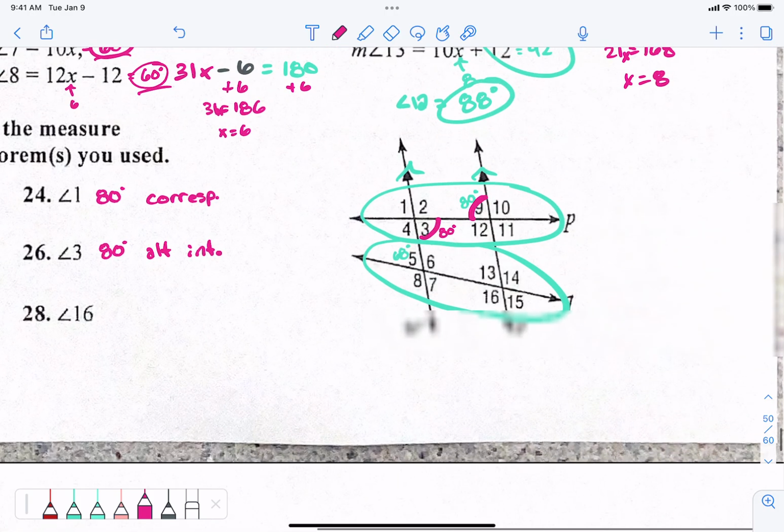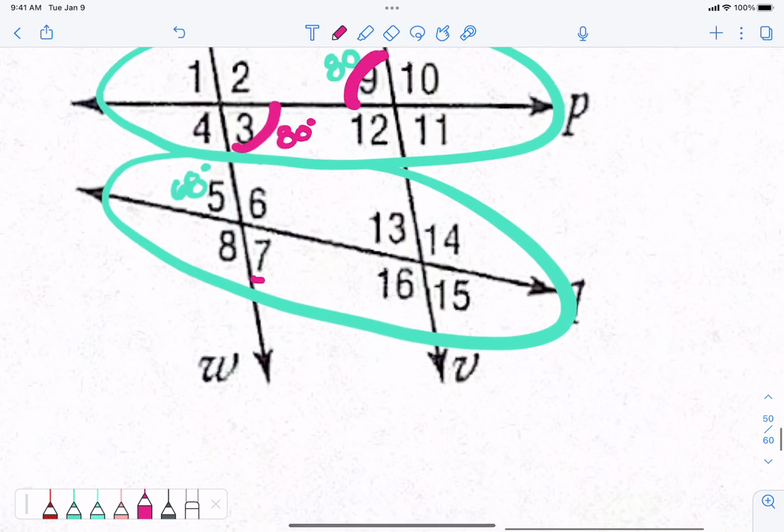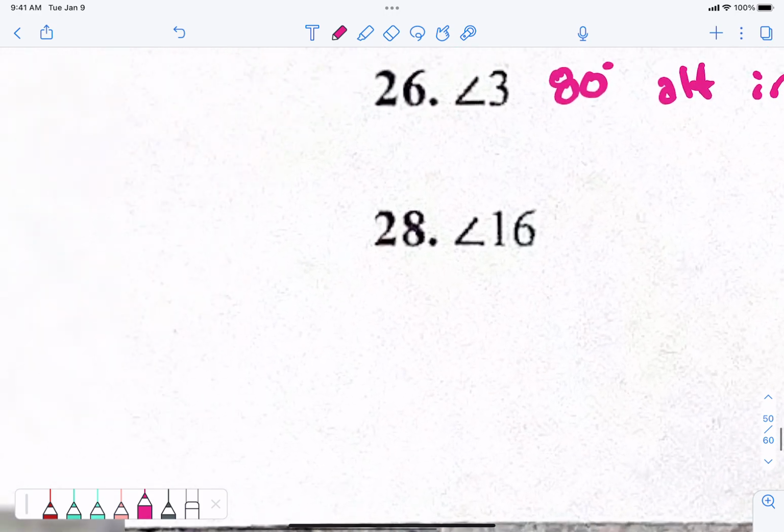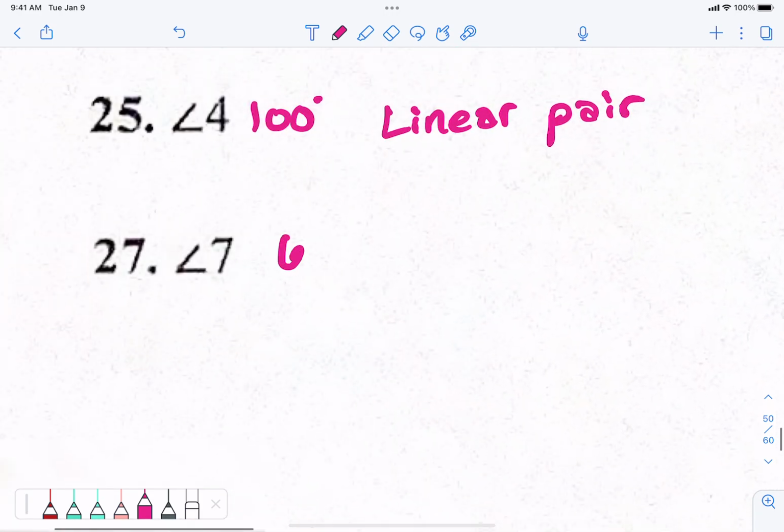Number 27 is angle 7. Now we're down the bottom. Angle 7 in relationship to angle 5. Those are vertical, so 68, and vertical.